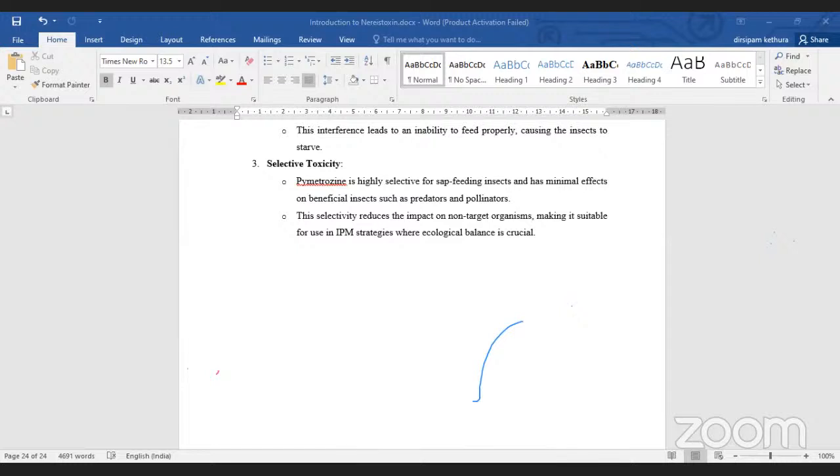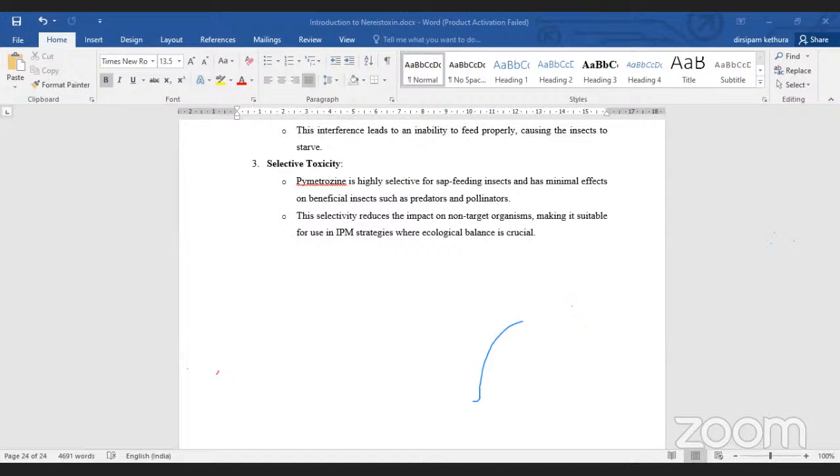Here we have covered the introduction of pymetrozine, the structure of pymetrozine and its mode of action. Coming to the introduction of pymetrozine, it is effective against aphids, whiteflies, and plant hoppers.